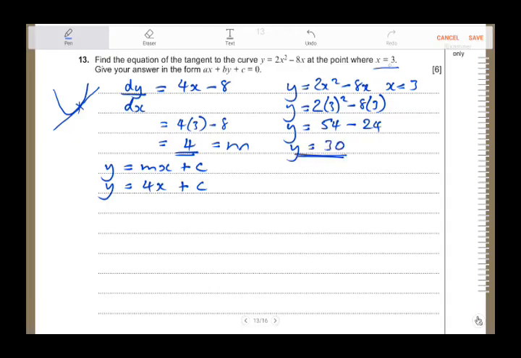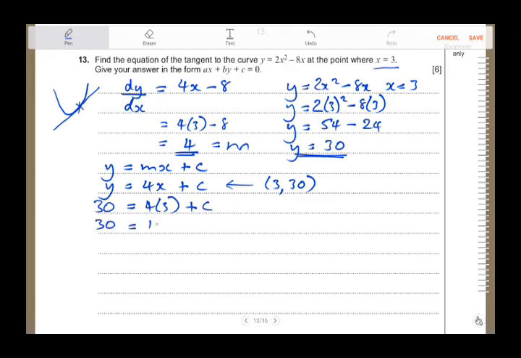So at the point where the tangent is touching the curve, the coordinates are 3, 30. Now I know that point lies on the tangent because it's on the tangent and it's on the curve. So I substitute that point into my y equals 4x plus c, and I can work out the y-intercept, my c value. So instead of y, I'm going to write 30. Instead of x, I'm going to write 3. I've got plus c, and I can work out c.